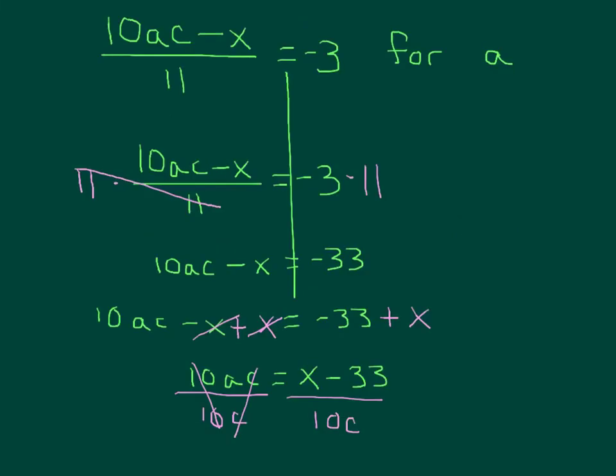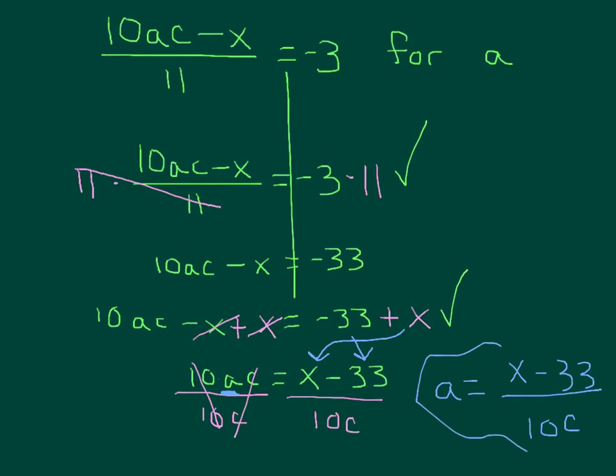For the first one, if you follow the steps, I multiplied both sides by 11, and then I added x to both sides. Here, this isn't completely necessary. I just rewrote this step in a different order. And then to get a by itself, it's being multiplied by 10 and c, so I have to divide both sides by 10c. So, your final answer: a equals x minus 33 divided by 10c. And if you kept this step up here, that is perfectly fine. So you can have a equals negative 33 plus x over 10c. That is also a correct answer.